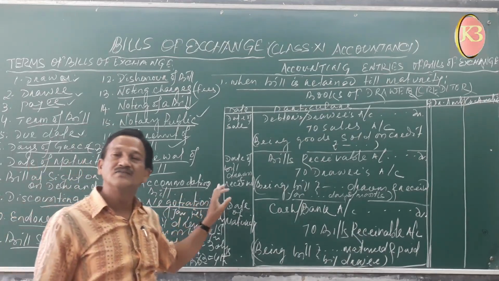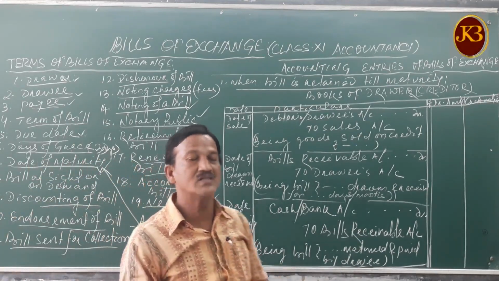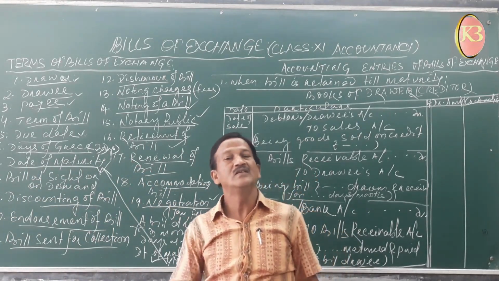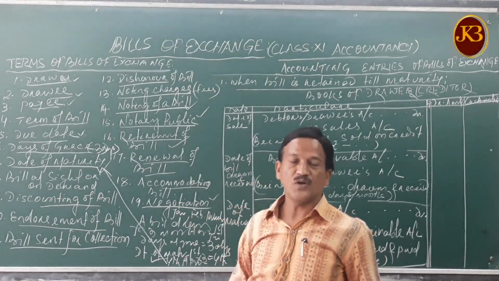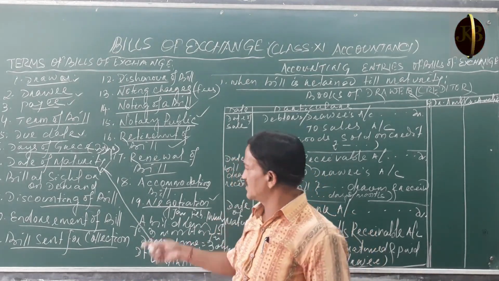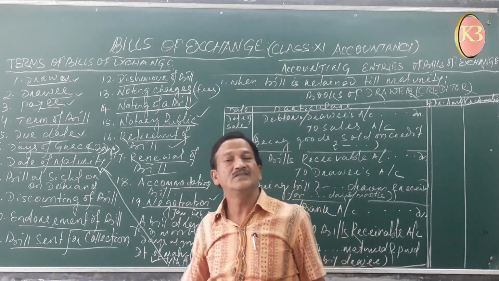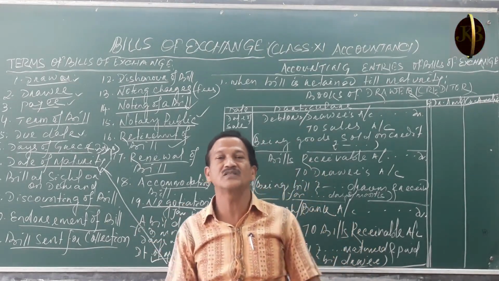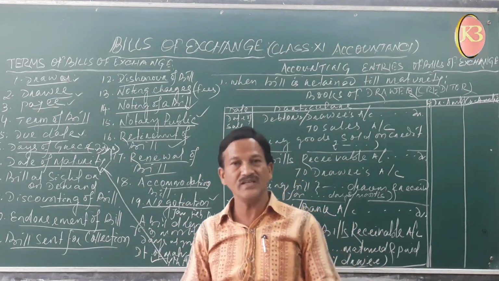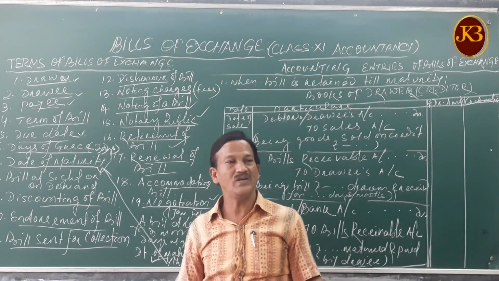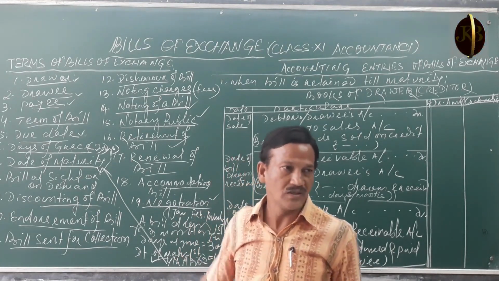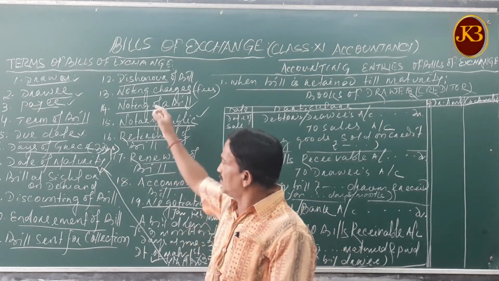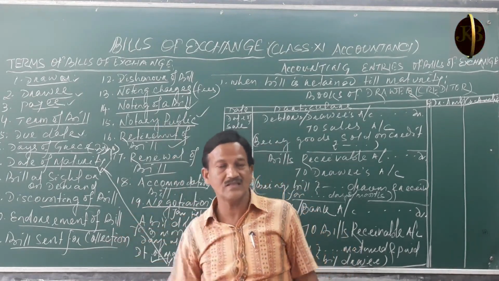Accommodation bill, that is the bill which is used for mutual help between the two parties for financial transactions. Then negotiation means exchanging views and words between the drawer and the drawee for making the payment and receiving the amount of the bill, that is called negotiation. So these are the various terms used for the bills of exchange.